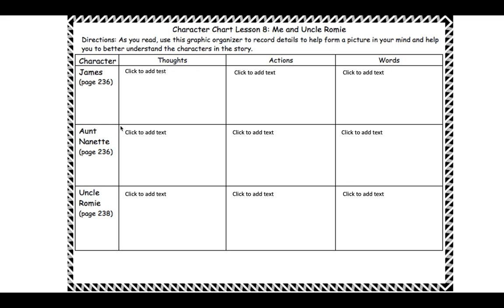You are going to fill out this character study, okay? So I gave you the pages to try and refer to. You have James on page 236, Aunt Nanette on page 236, and Uncle Romy on page 238. What are their thoughts that are going on? What is their action on that page? And what are the words that go with the action and their thoughts?